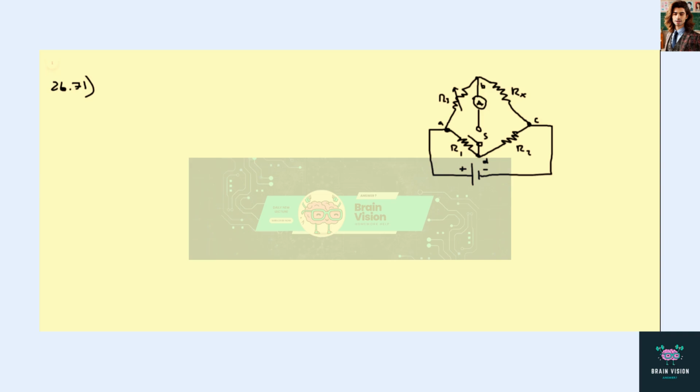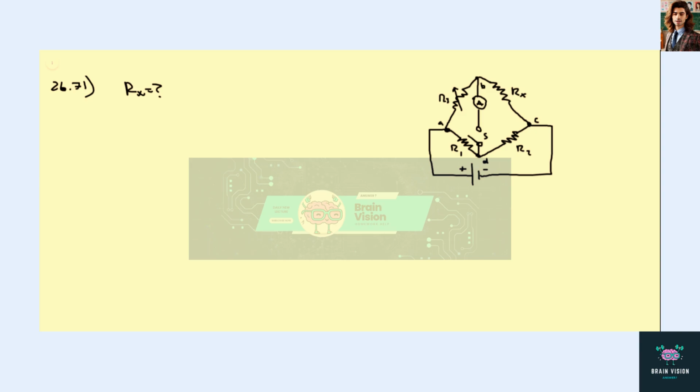So we're doing chapter 26, problem 71. It says a Wheatstone bridge is a type of bridge circuit used to make measurements of resistance. The unknown resistance to be measured is Rx. So this is the one that's used to measure. And it's placed in the circuit with accurately known resistances R1, R2, and R3.